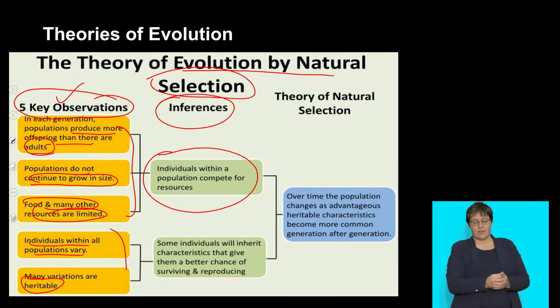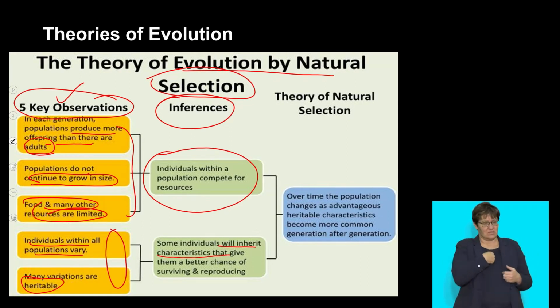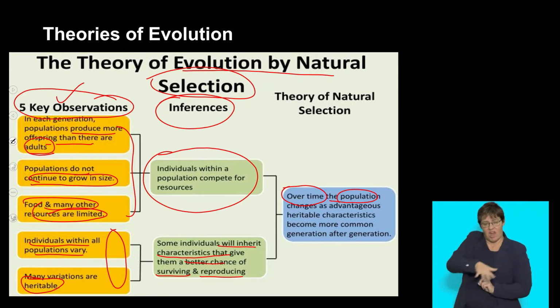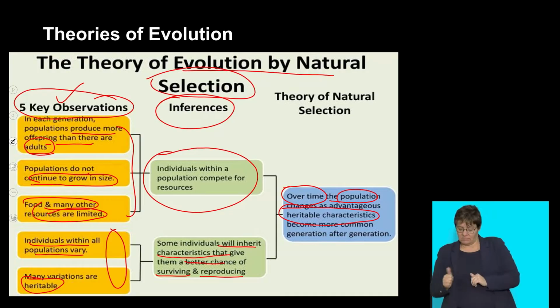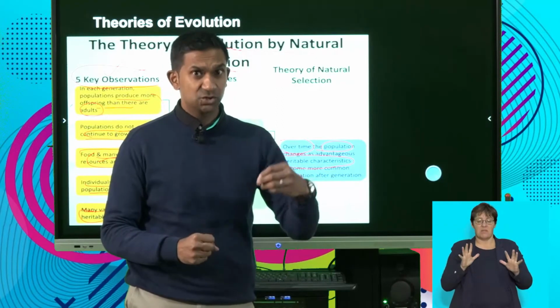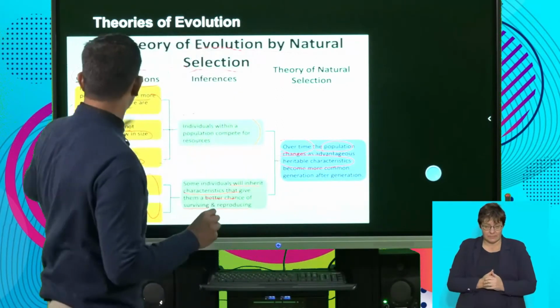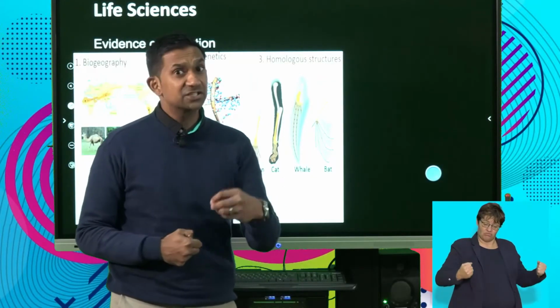When we look at these 2 concepts at the bottom, we know that some individuals will inherit some characteristics that give them a better chance of surviving and reproducing. And this in turn means that over a period of time, populations change to becoming better suited to the environment, and they then pass down those characteristics from one generation to the next, eventually leading to progression of populations becoming better suited to the environment. And that is essentially what underpins the concept of survival of the fittest and natural selection.